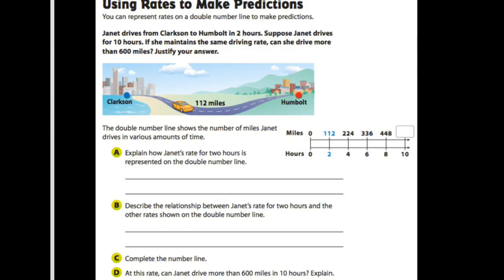This is video number 3 for using ratios and rates to solve problems. Using rates to make predictions. You can represent rates on a double number line to make predictions.